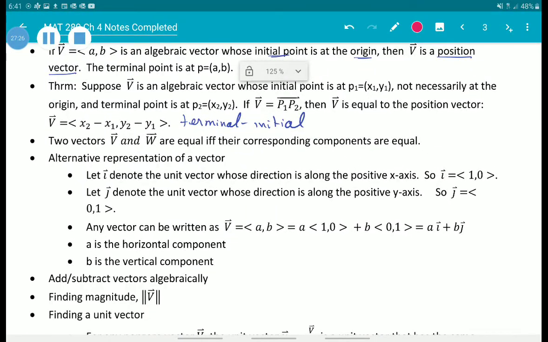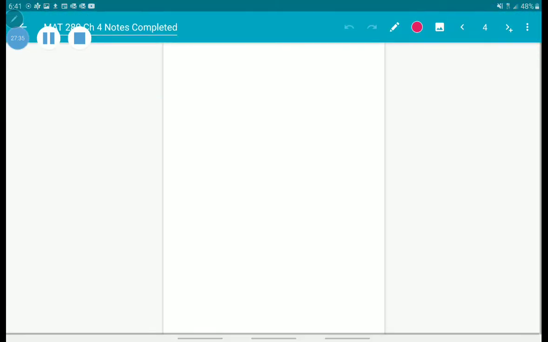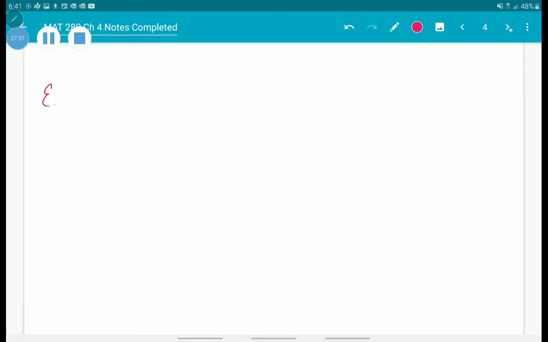Two vectors, v and w, are equal if and only if their corresponding parts are equal. And that will help us solve little vector equations. So suppose we had something like this, where we had vector v. Oh, let's not even do that.